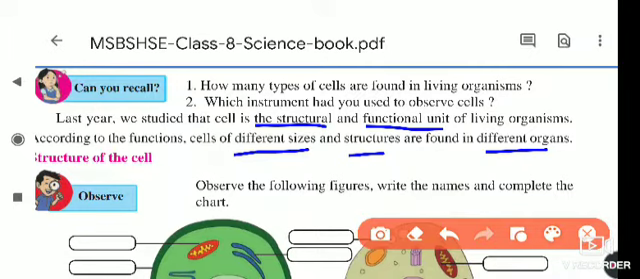For example, cells present in the digestive system perform the functions of releasing digestive juices, digestion and absorption. But when you move towards the cells present in the lungs, or the respiratory system, they perform different functions over there. So cells have different sizes, different structures, and differ in different organs also.